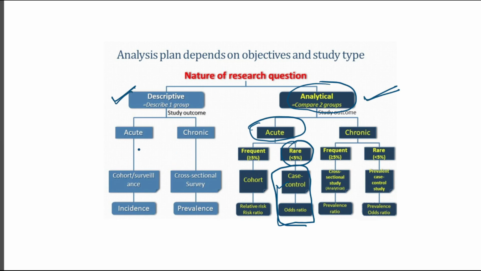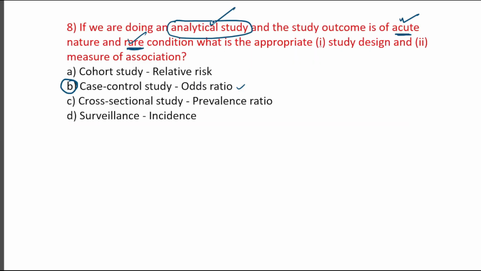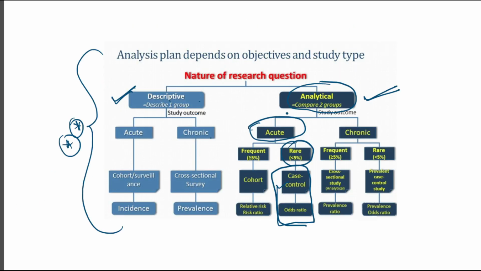Then you follow downwards. What will happen in acute scenarios in both descriptive and analytical? What will happen in chronic scenarios in both descriptive and analytical? Any question can be framed from this flow chart. Please remember this point. As far as our question is concerned, we have taken the analytical study chart, we have followed through the acute and the rare condition. What comes is the answer: case control study and odds ratio. See this one once again, and this is the step.